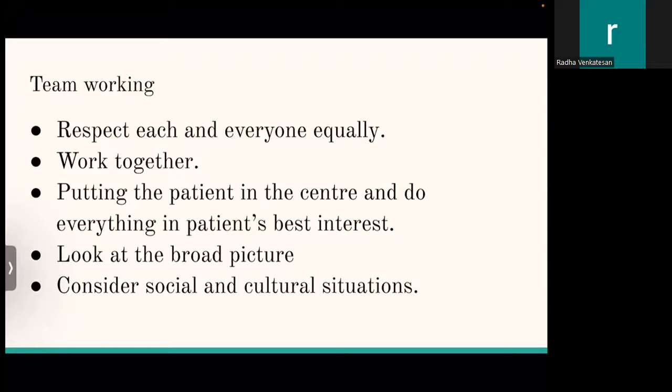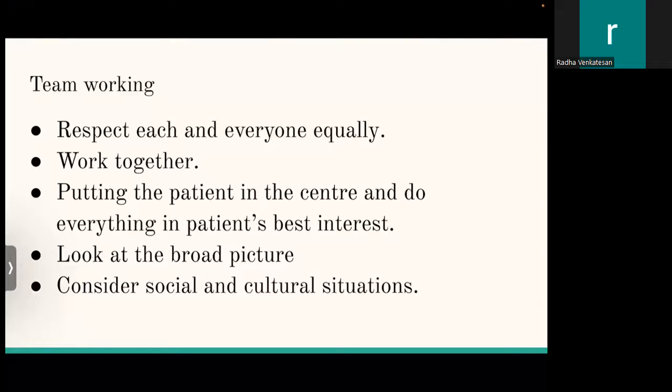We are going to keep the patient in the center, and the patient's best interest is our only goal. An individual person's best interest doesn't come into it. So who is our goal? Aim, goal, objective, everything is doing something best for the patient. So that is important. And also we have to look at everything in a broad picture, because we have to consider the patient as a whole, not the issue alone.